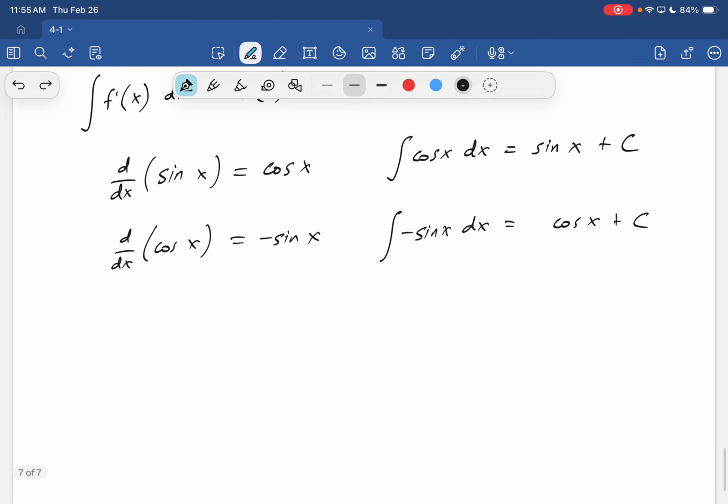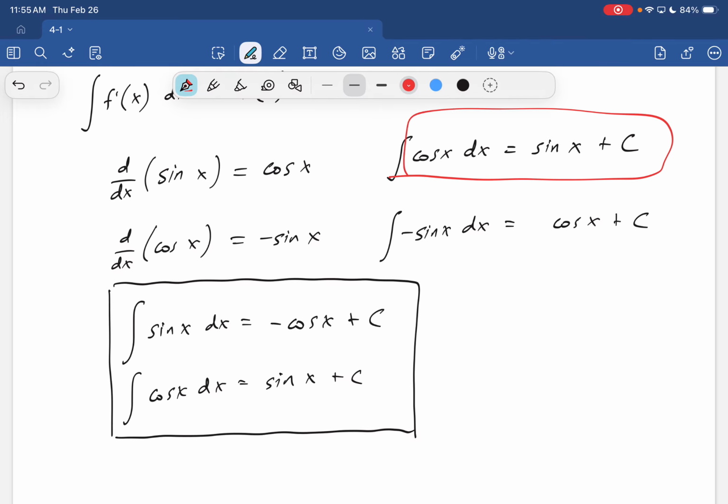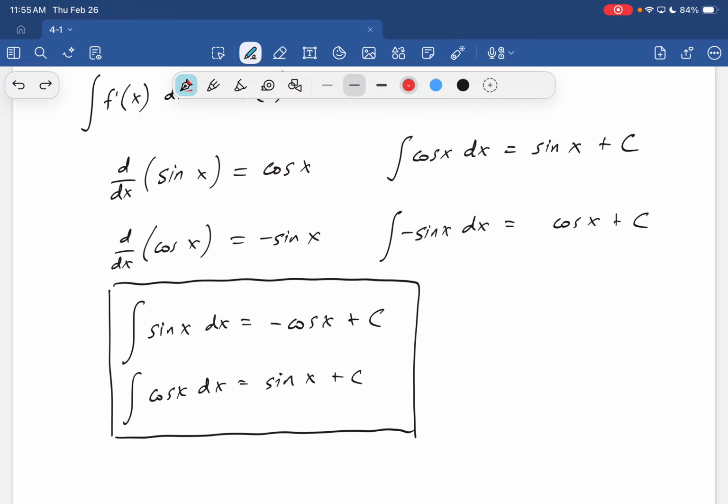And so this is going to give us the following relations. We know that the integral of sine x is actually going to be negative cosine x plus c. And the integral of cosine x is going to be positive sine x plus c. I'm getting these facts based on what I've just derived. So the integral of cosine is positive sine. And if the integral of negative sine is positive cosine, then the integral of positive sine must be negative cosine. Make sense? I just got rid of the negative and flipped the sign. Any questions about that?